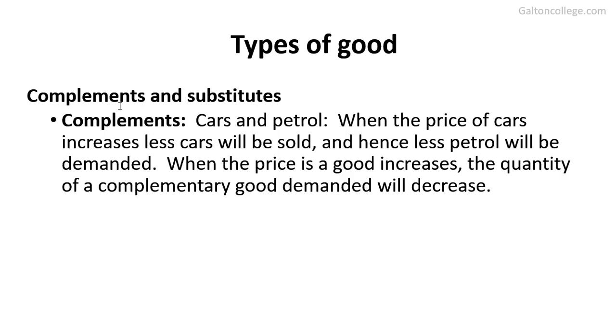So in this case, I'll just talk my way through it for the moment. Complements could be cars and petrol. Well, I know cars are becoming more and more electric, so maybe that relationship is doomed. But at the moment, 2024, there is a relationship between cars and petrol. When the price of cars increases, less cars will be sold, hence less petrol will be demanded. When the price of a good increases, the quantity of a complementary good demanded will decrease.